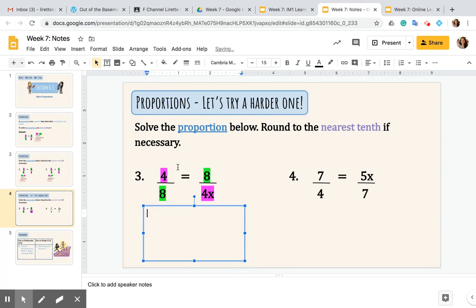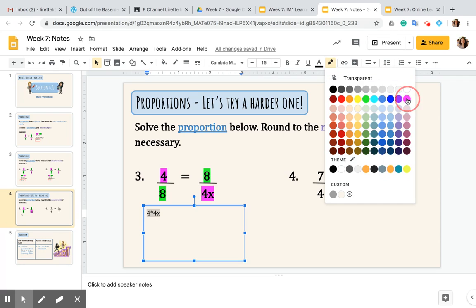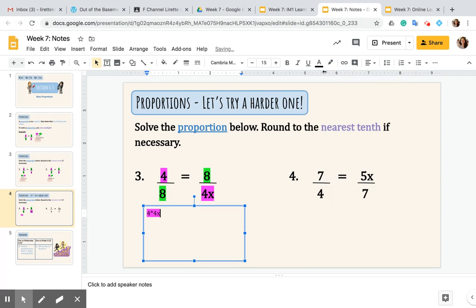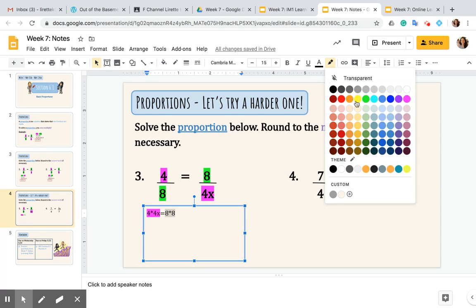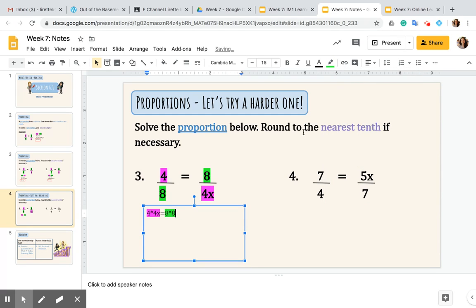Make it a little bigger. So one of my cross products is going to contain the 4, and it's going to get multiplied with the 4x. Cross product number 1. I'm going to set it equal to my other cross product, which is going to contain 8 times 8. And then I simplify and solve.